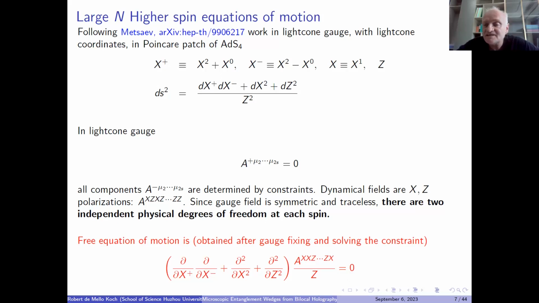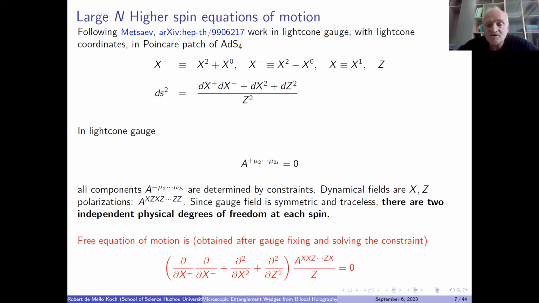So that after fixing the gauge and solving the gauge constraints, the only components of the gauge field that remain are components that have an X and a Z polarization. The gauge field that you've got is symmetric and it's traceless. So if you go ahead and check how many independent components there are, there are only 2 independent components. So at each spin 2s, there's a total of 2 components of the gauge field that remain after gauge fixing, solving the constraints, and reducing to independent components.